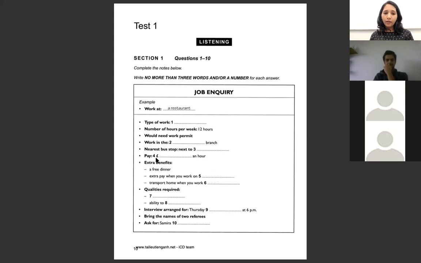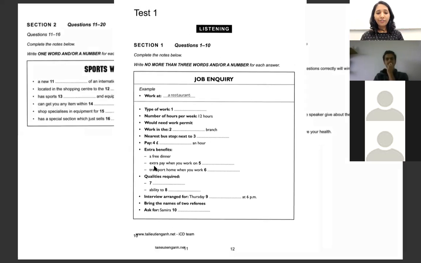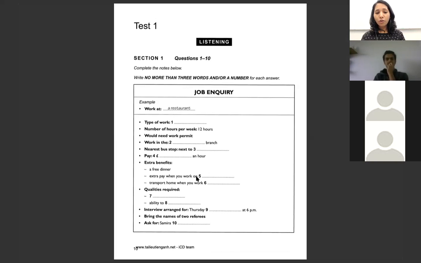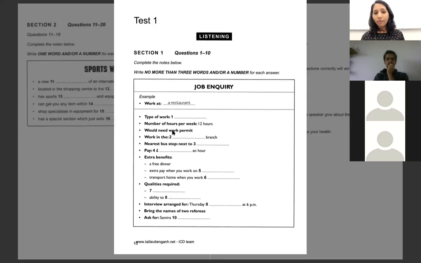Okay, the fourth blank, what does it say? Pay dash an hour. So a number, you're looking at an amount. Well done. If you look at the fifth blank, what does it say? Extra pay when you work on dash. Maybe weekend, exactly. Saturday, Sunday. Well done. So weekends or public holidays. So you keep expecting these answers. That's how you first do it.